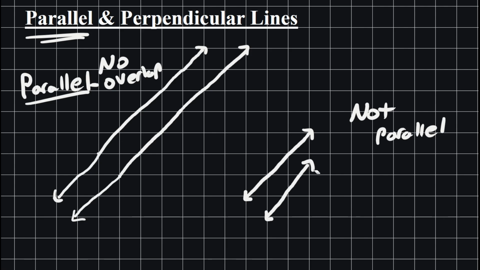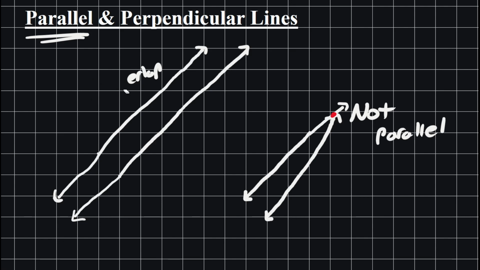So let's extend this line right here. If I extend this a little bit, and then extend this line as well just a little bit, you'll see that they do overlap. They do touch right here. So these lines are actually not parallel. So those are examples of parallel lines, and quickly let's talk about perpendicular lines.